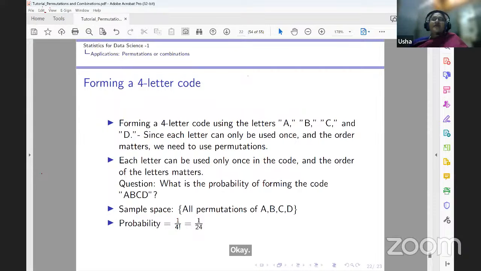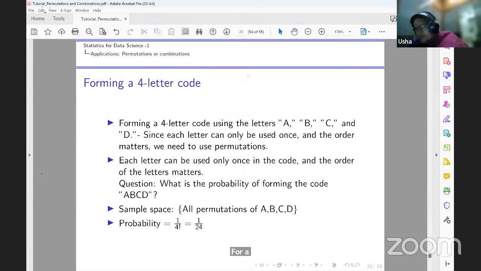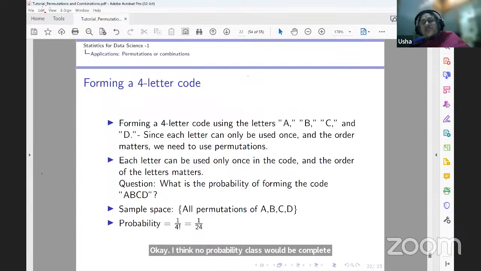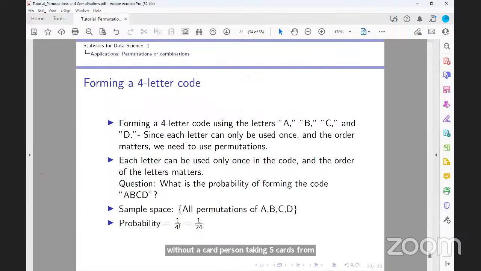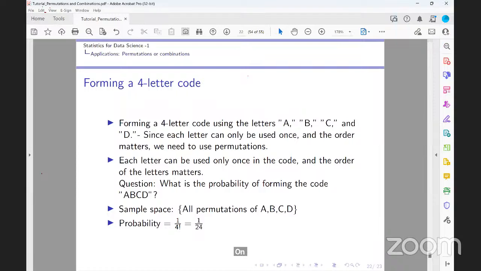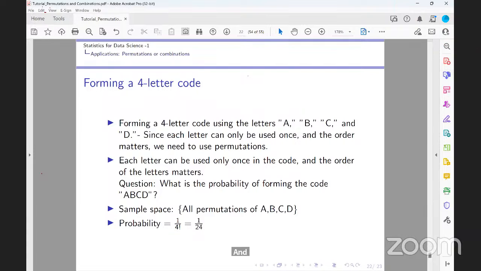Okay, this is a nice one. Choosing ice cream toppings. Combination. Forming a password. Permutation. Now this is selecting winners in a contest. Permutation. Ranking and order is important. Okay. Forming a relay team. Permutation. Relay team, there's an order, right?